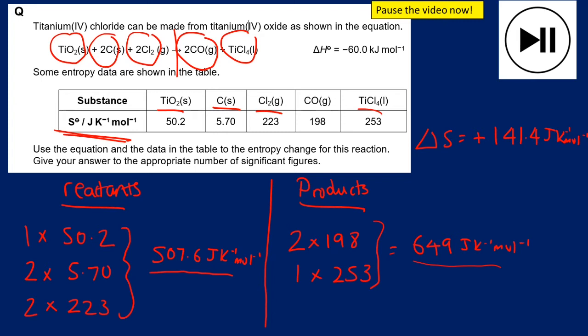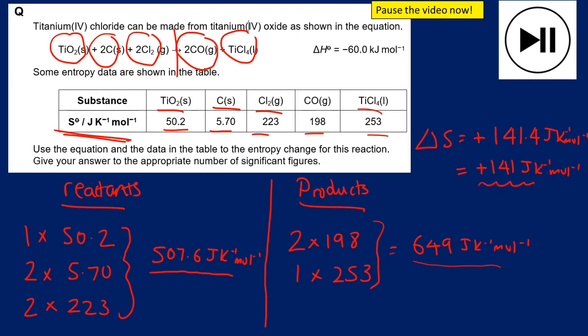I've been asked to use the appropriate number of significant figures. The appropriate number here, I'm dealing with 33333. So the appropriate number is 3 significant figures. So my answer is in fact plus 141 joules per Kelvin per mole.